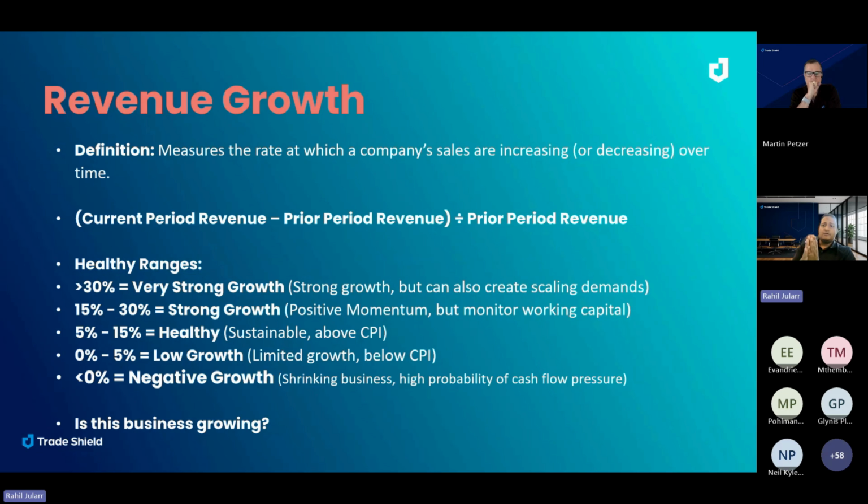And so, the question we're trying to answer here from revenue growth is, is this business growing? A growing business is a business that will buy more. It's a business that should be able to generate more profits. It's a business that would be able to service its debt a lot more easily.